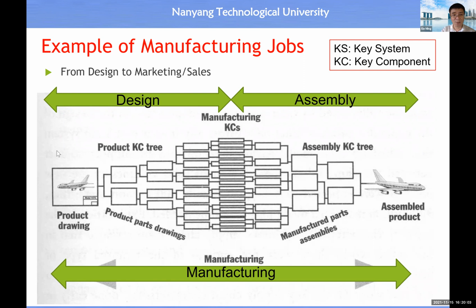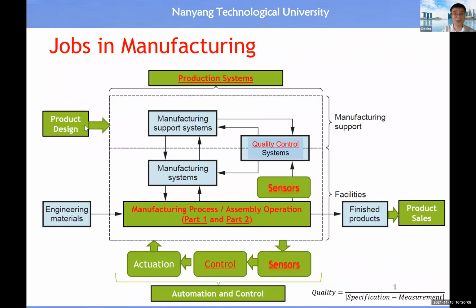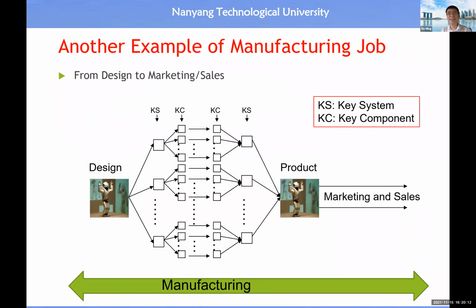And the input, obviously, you see, should be the product drawing, and also engineering material. All right. Here's a second example. The job is to produce this type of service robot, from drawing to key system to key component. Then we have machining the part. Then we do assembly, and finally we have this product as an output, which could be sold to the market, etc.